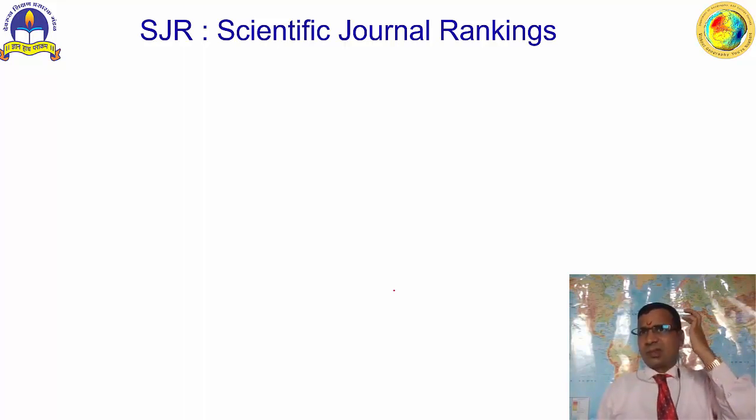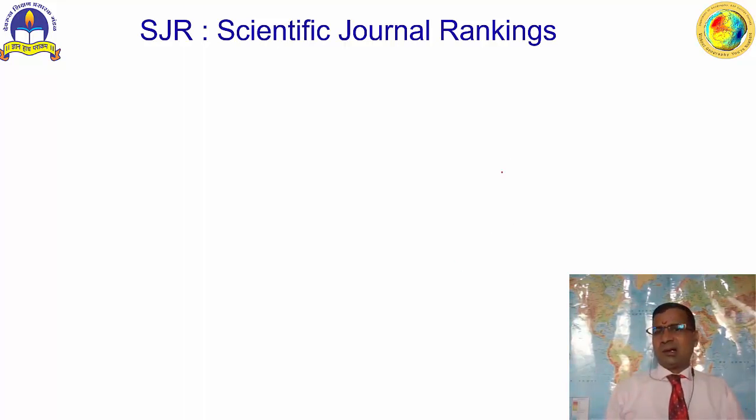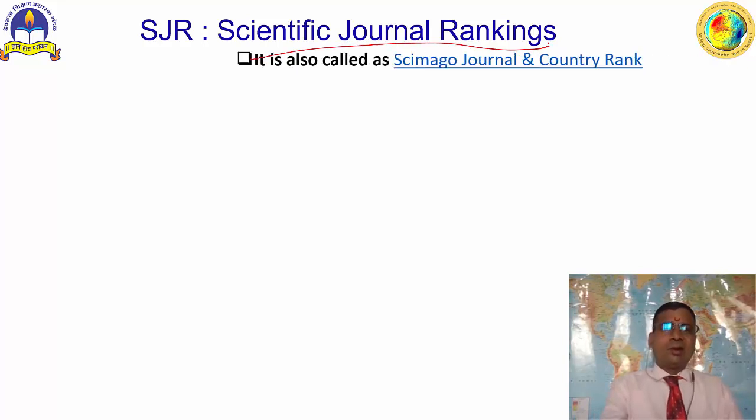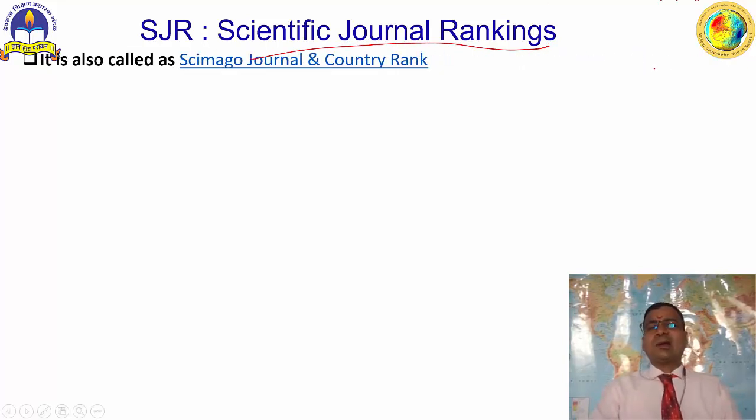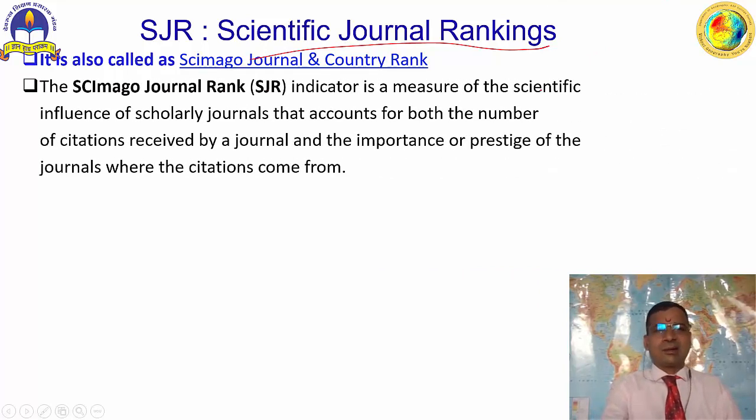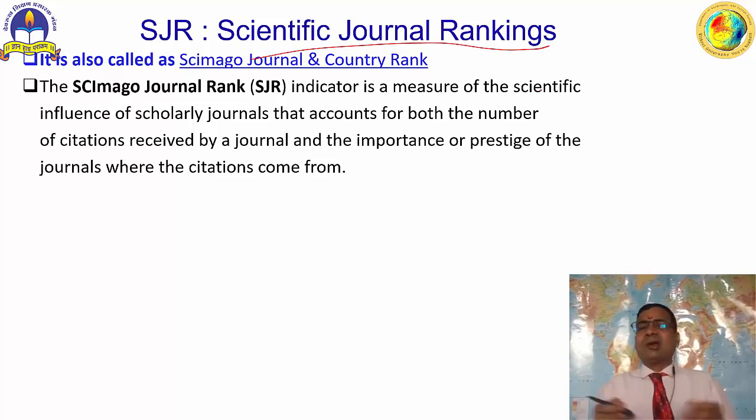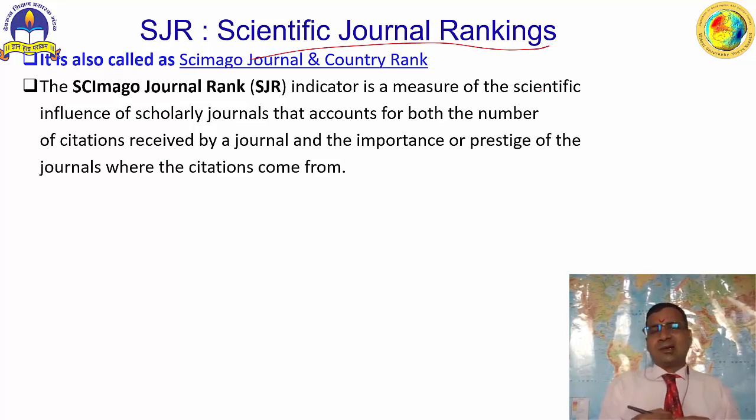Another key area or indexing agency, you can say, that is scientific journal rankings. It is also called the SCImago Journal and Country Rank. The SCImago Journal Rank indicator is a measure of scientific influence of scholarly journals that accounts for both the number of citations received by a journal and the importance or prestige of the journal where the citations come from.